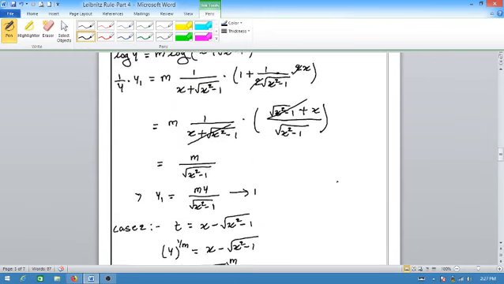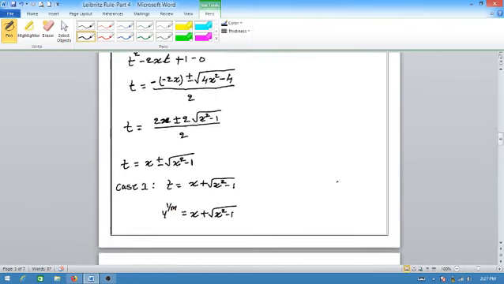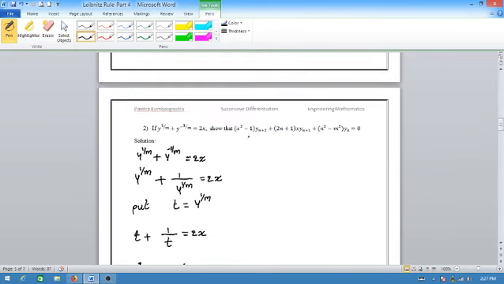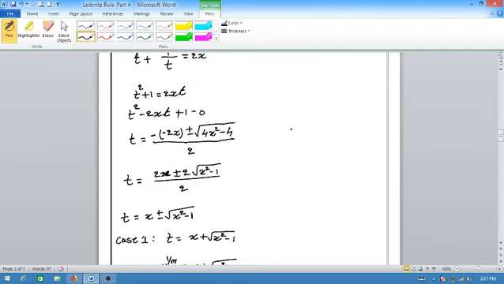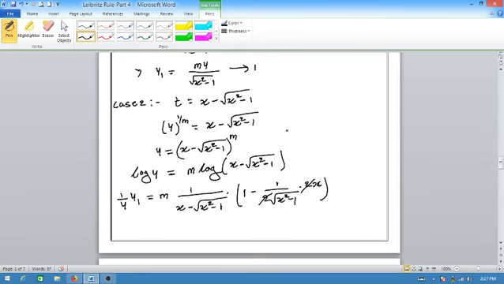Let's check the result. So x square minus 1 yn plus 2 plus 2n plus 1 x into yn plus 1 plus n square minus m square yn equals 0. So this problem is very important for the examination.